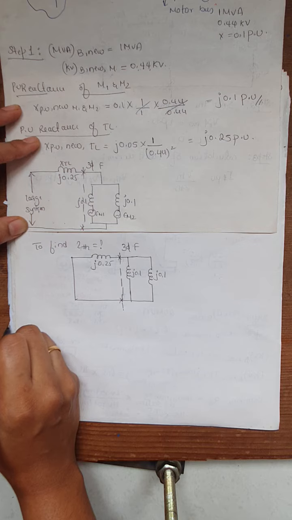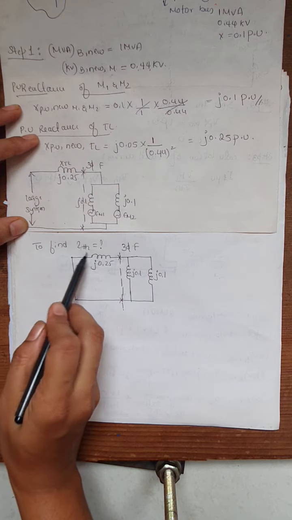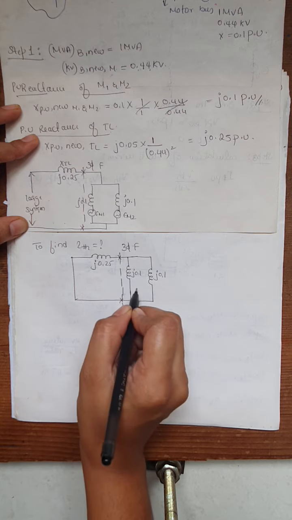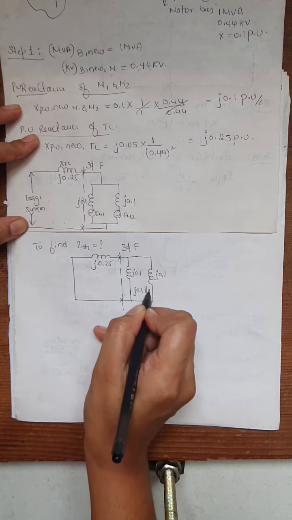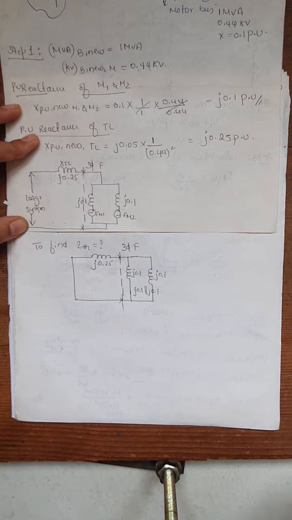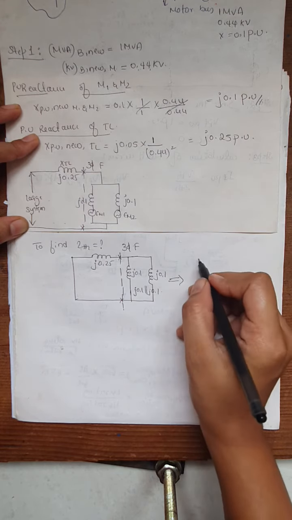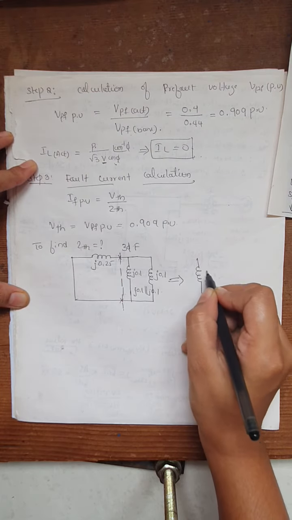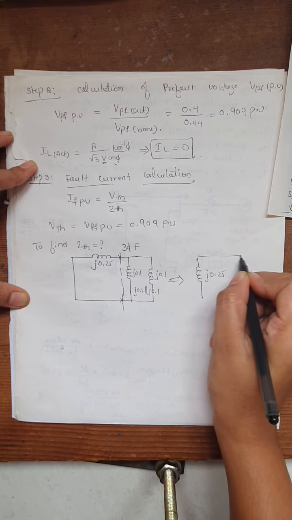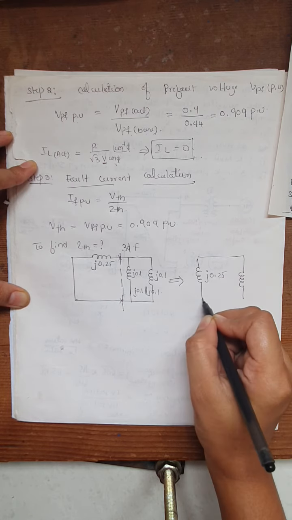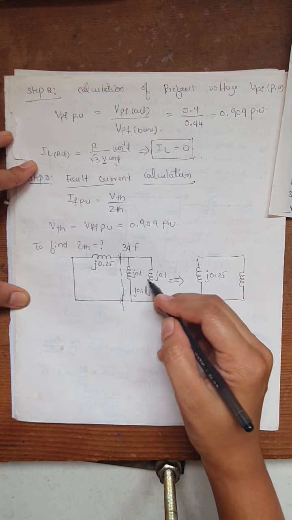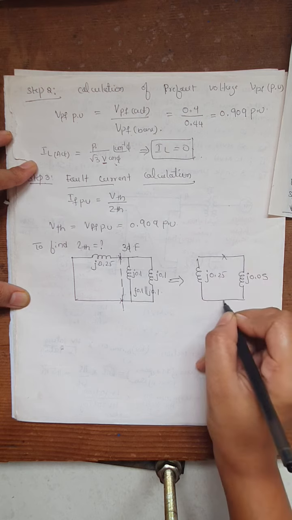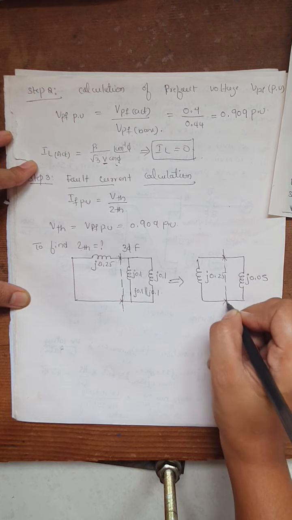For the simplification and calculation of ZTH, J0.1 and J0.1 are in parallel. So now apply the parallel formula and we can write the final simplified network in this way. This is J0.25 as it is, and writing the parallel formula for J0.1 and J0.1, we'll get J0.05, and this is the point where the three-phase fault has occurred.